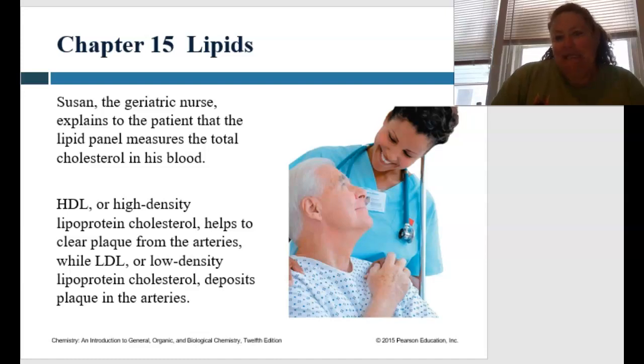Welcome to Chapter 15, and today we're going to talk about lipids. So, Susan, the geriatric nurse, explains to the patient the lipid panel measures the total cholesterol in his blood. So what does that mean?